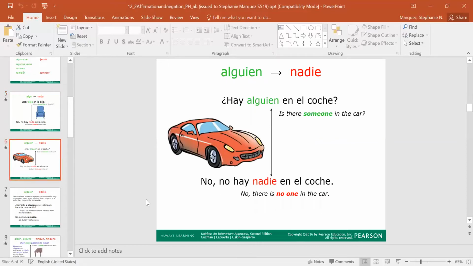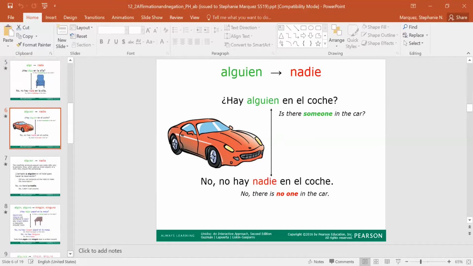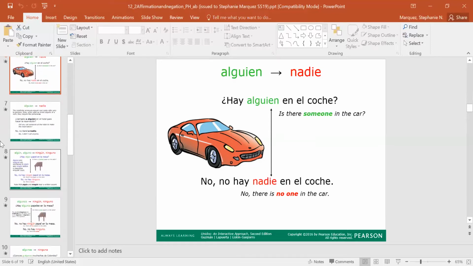You can see on the next slide, green affirmative word, red negative word. ¿Hay alguien en el coche? Is there someone in the car? And then someone answers and says, no, there is no one in the car. No, no hay nadie en el coche. So again, you can see that there's no grammatical component to any of this. It's just memorizing, and they have helped you to use these things in context.